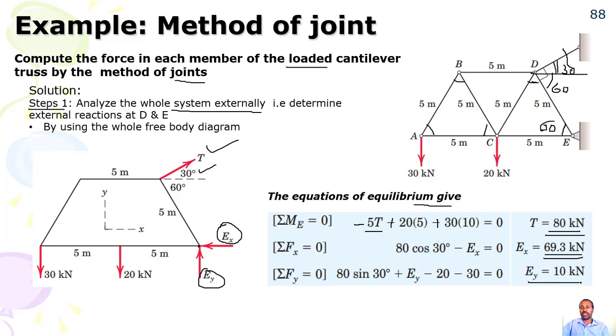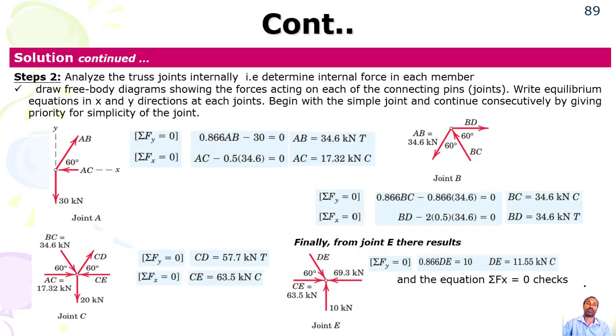Then you can find EY. So once you find the external reaction, then joint by joint you can proceed. Then step 2, analyze the truss joints internally, which is to determine the internal force in each member. So you will draw a free body diagram of each member force acting on each connecting joint.